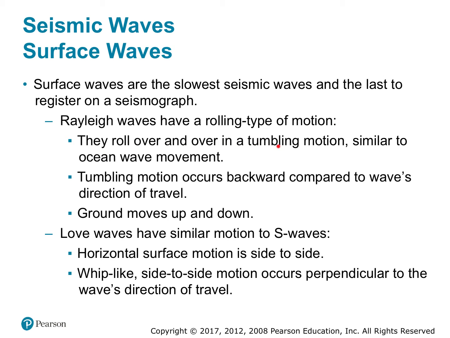They roll over and over in sort of a tumbling kind of motion, similar to the way that the ocean moves. This tumbling motion occurs backwards compared to the wave's direction of travel. And as the wave travels through the surface of the earth, it causes the ground to move up and down. Now, another kind of surface wave is a Love wave, and that has similar motion to the S waves. There's a horizontal surface motion that is side to side, and this sort of whip-like side-to-side motion occurs perpendicular to the wave's direction of travel.